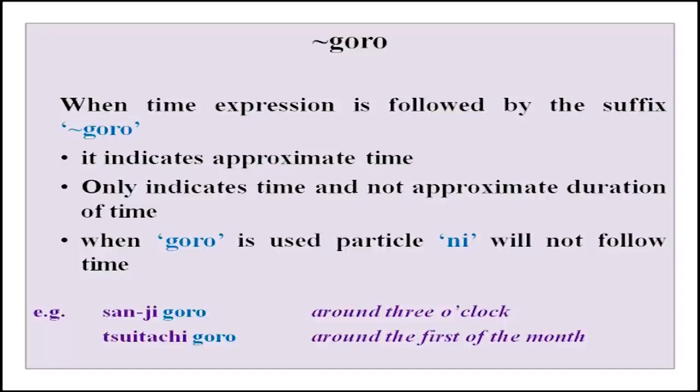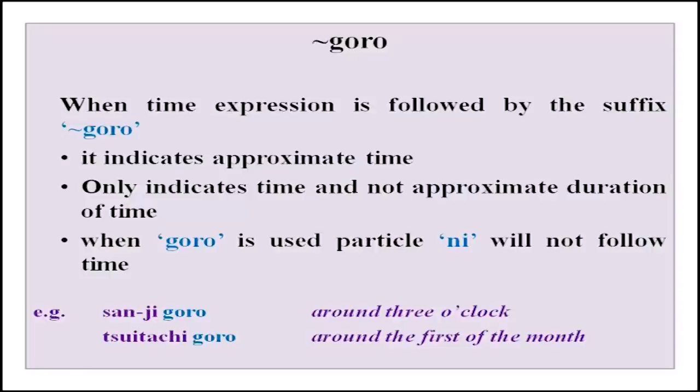As you can see over here, when time expression is followed by the suffix goro, it indicates approximate time. And please, only indicates time and not approximate duration of time. So, it is exact time and not ichiji kara niji made goro, something like this. No, that is not to be used, only for indicating time. When goro is used, particle ni will not follow time, as I just told you. For example, sanji goro and tsuitachi goro. It can also be used for exact date.